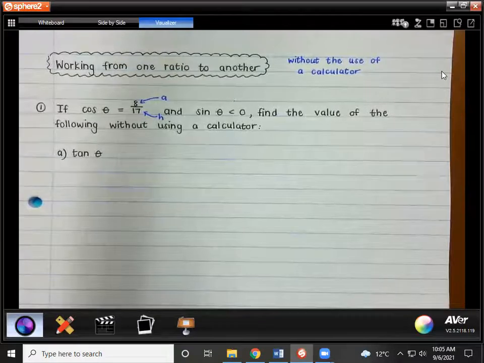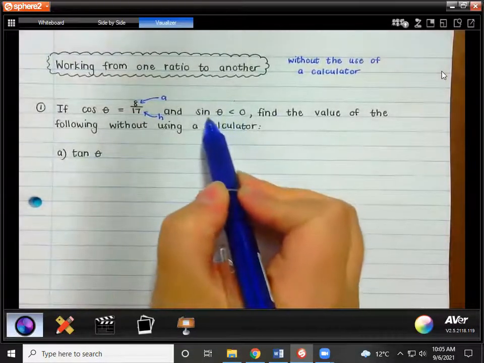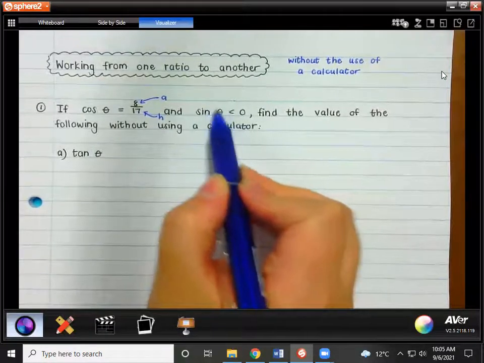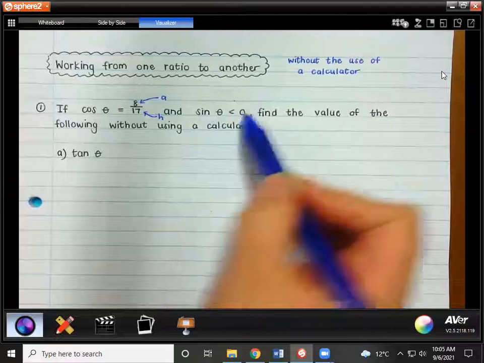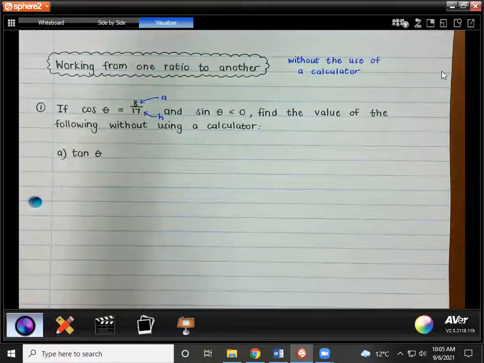Now guys, in a right angle triangle, how can we find the third side always? Using Pythag, okay? So if we do that, we already have a triangle with 3 sides. But now they're giving us more information. They're saying that sine of that same angle must be negative. Then we must find the value of the following without using a calculator.